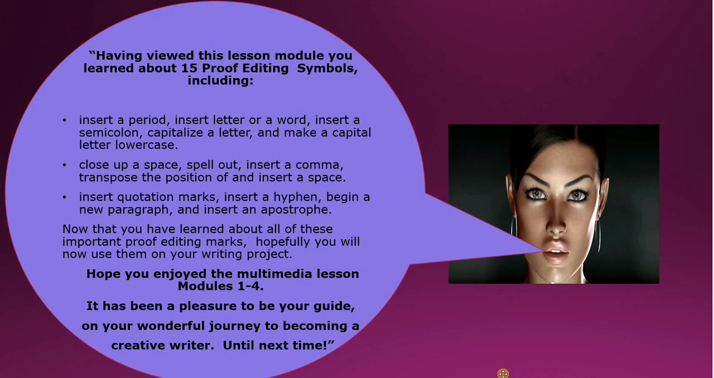Having viewed this lesson module, you learned about 15 proof editing symbols, including insert a period, insert letter or word, insert a semicolon, capitalize a letter, make a capital letter lowercase, close up a space, spell out, insert a comma, transpose the position of and insert a space, insert quotation marks, insert a hyphen, begin a new paragraph, and insert an apostrophe. Now that you have learned about all of these important proof editing marks, hopefully you will now use them on your writing project.